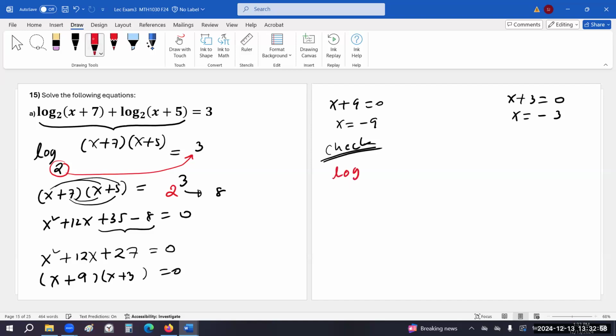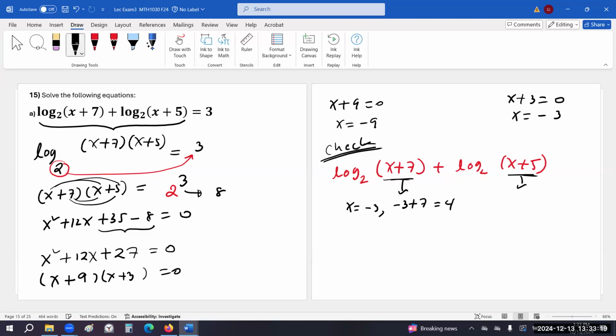We have log 2x plus 7, log 2x plus 5. And we have normal log. So we are only checking these two. Here and here. When x is -3, we have -3 plus 7, which is 4. Positive number, no problem. When x is -3, it's -3 plus 5, which is 2. It's a positive number, no problem. So we definitely accept -3 as our answer.